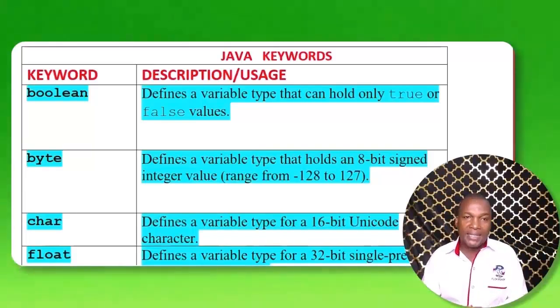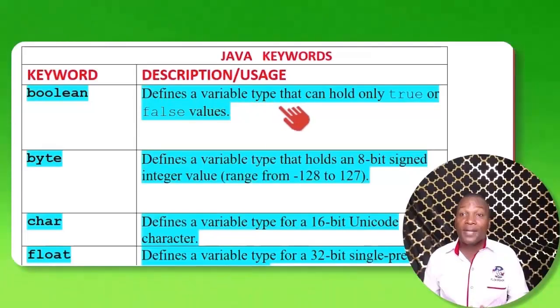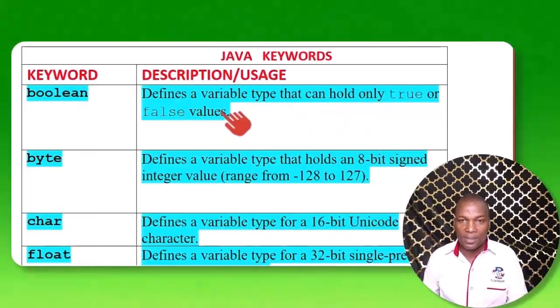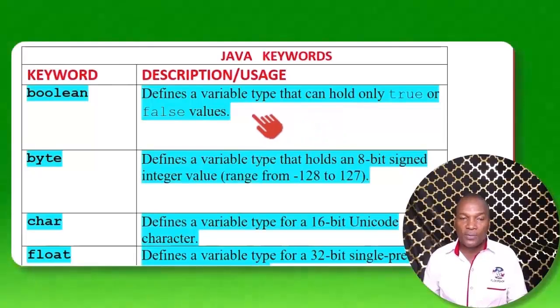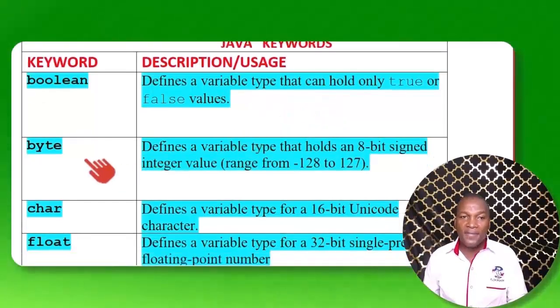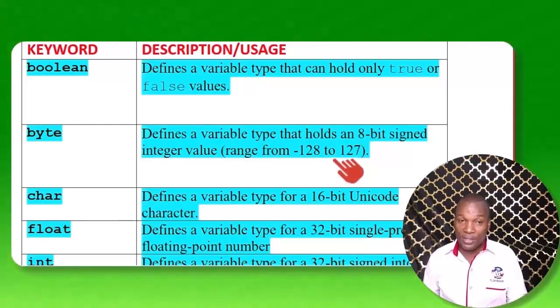In my list, I start with the first keyword, which is boolean. Boolean is a keyword in Java which defines a variable type that can hold only true or false values. Then we have the next keyword, which is byte, and byte defines a variable type that holds an 8-bit signed integer value which ranges between -128 to 127.